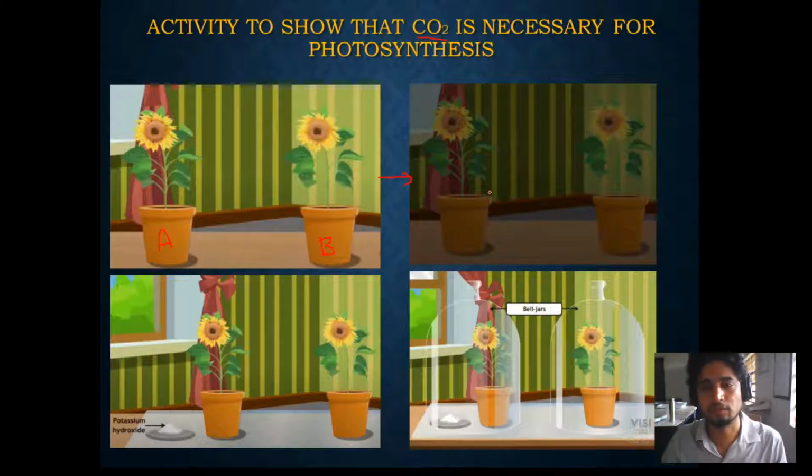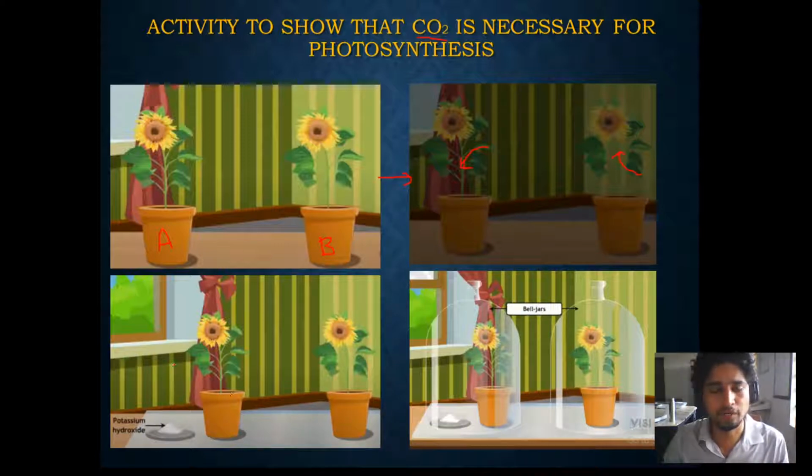If you keep these plants in the dark, whatever food materials they have, they utilize them, because they cannot perform photosynthesis in the dark. So in the dark, they consume all the starch, all the reserved food materials present in them. So they don't have any more food. Later on, we are bringing them to the experiment.